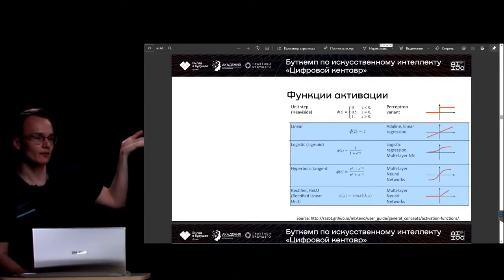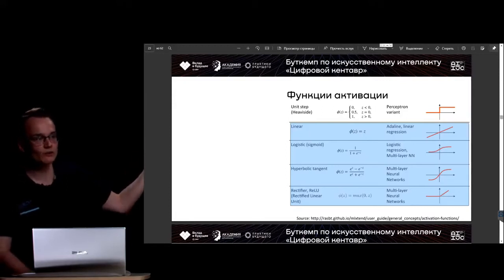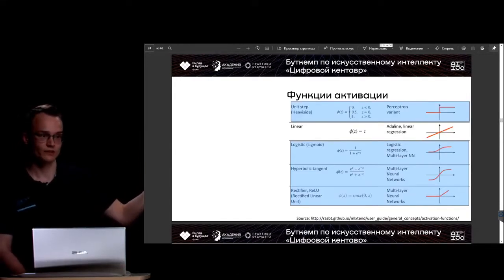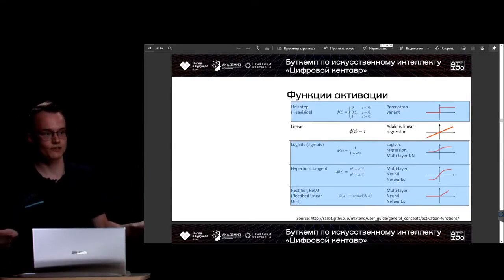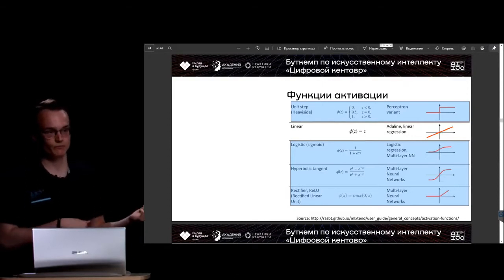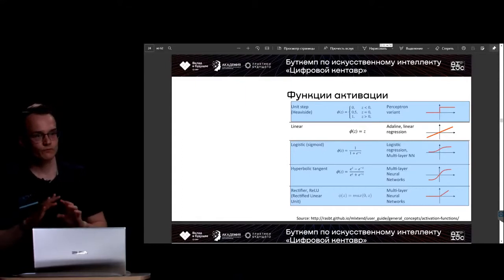What can they be? First of all, it can be a step. Non-differentiable, it's bad, it's not used in neural networks. Linear activation functions, what does it mean? It means we do nothing with our output at all. We receive a vector and we give it further.